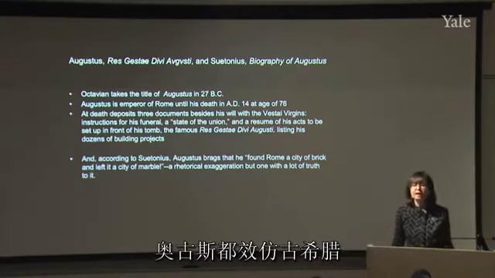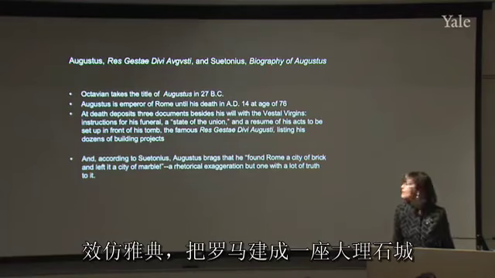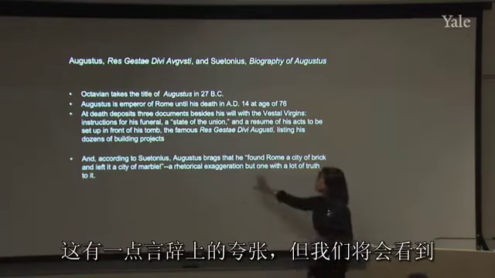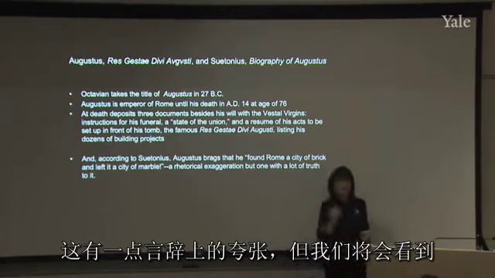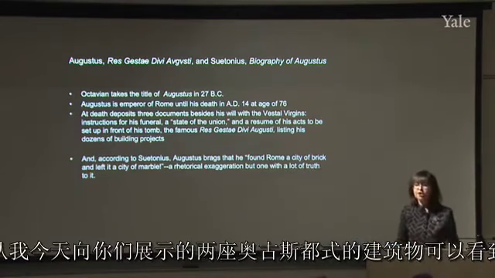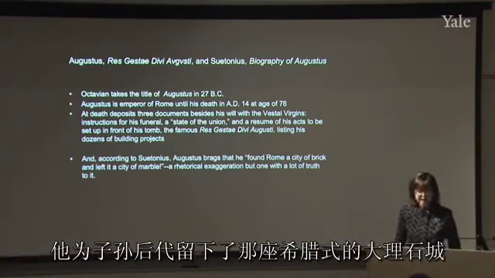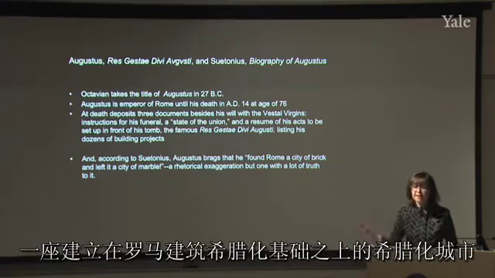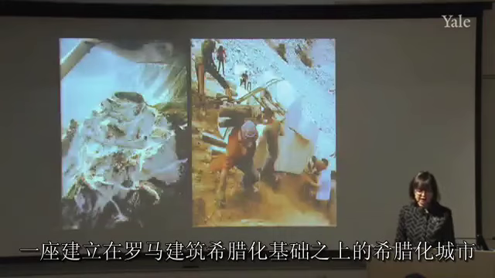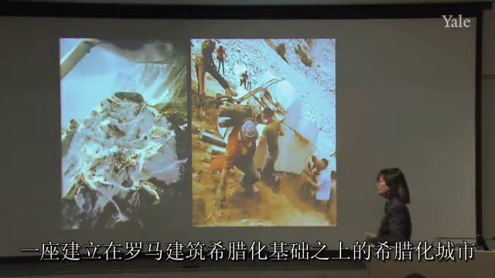Augustus builds Rome. Augustus builds Rome as a marble city in the model of ancient Greece, in the model of Athens, in the Greek part of the world. It's a rhetorical exaggeration, but we're going to see from the two Augustan buildings that I show you today that it wasn't far off the mark, that he really did create a city of marble on the Tiber, and he left for posterity that Greek marble temple, a Hellenized city that builds on the Hellenization of Roman architecture that we've already talked about.